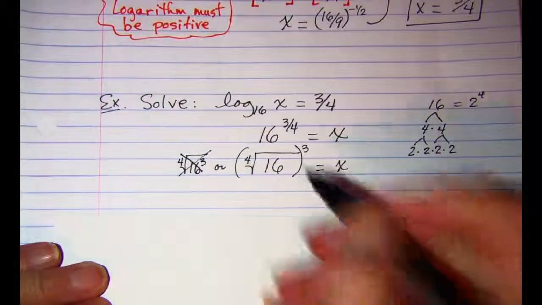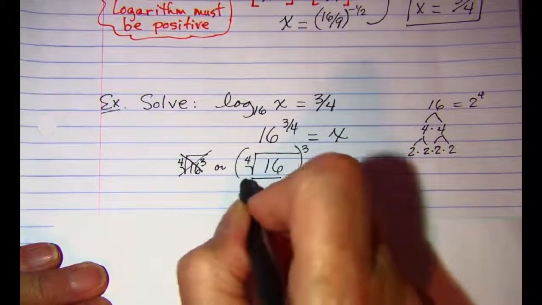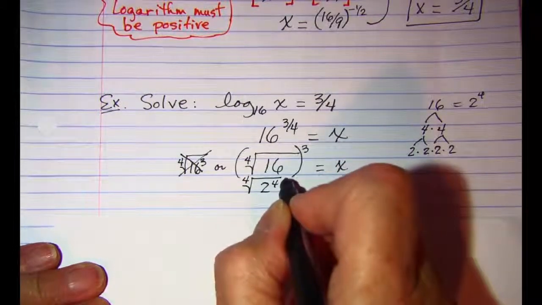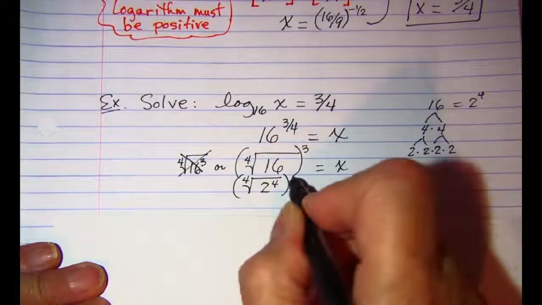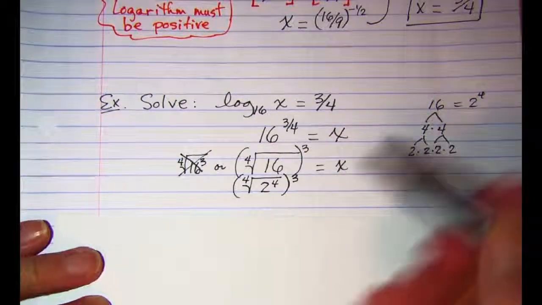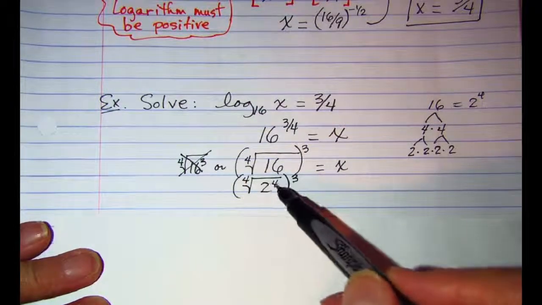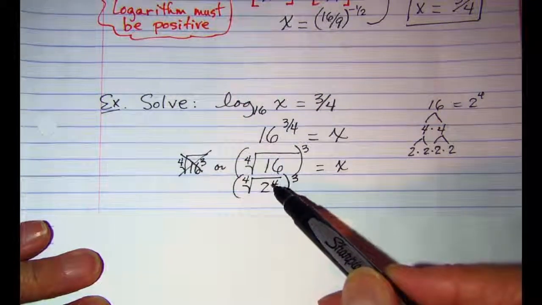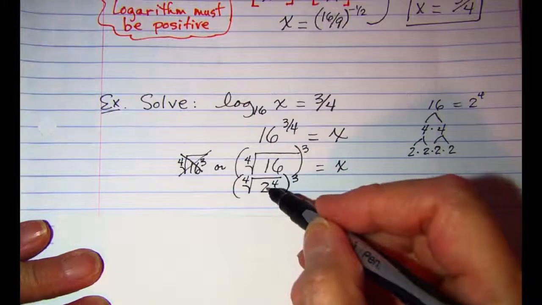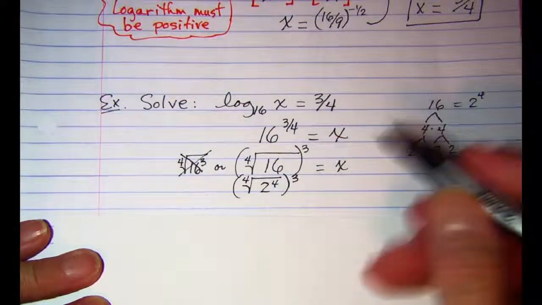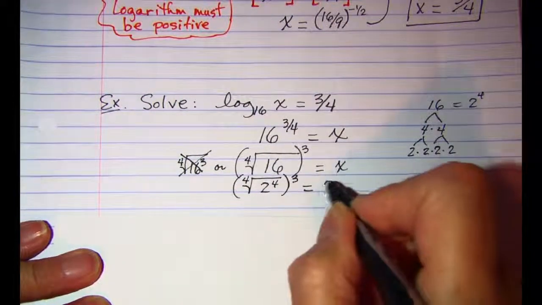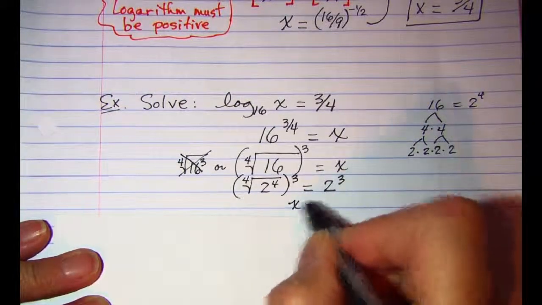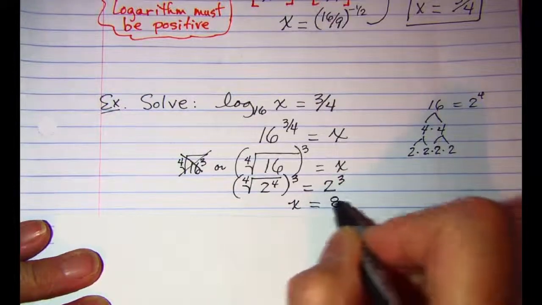So the fourth root of 2 to the fourth power, and then that number cubed. Well, when you do a root and a power that are the same, those are inverse operations, so you end up with just the radicand, the number that's underneath. So this is equal to 2 cubed. So we can say then that x is equal to 8.